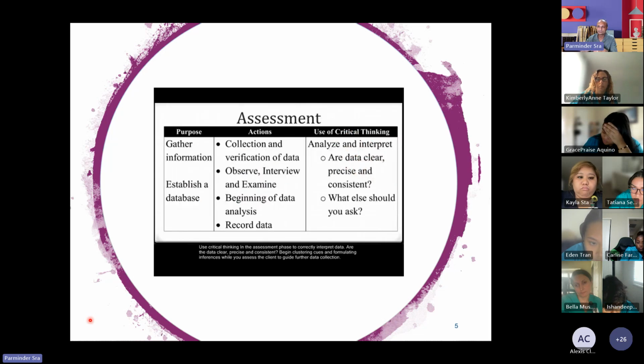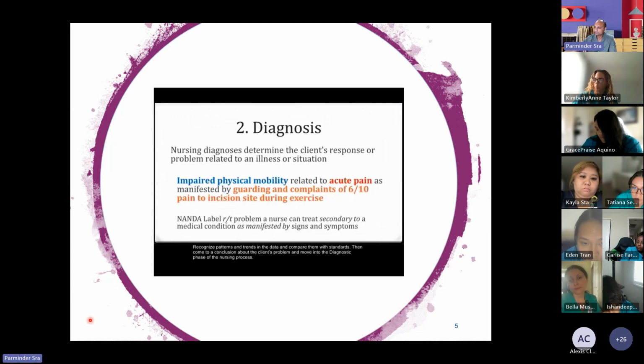Use critical thinking in the assessment phase to correctly interpret data. Are the data clear, precise, and consistent? Begin clustering cues and formulating inferences while you assess the client to guide further data collection. Recognize patterns and trends in the data and compare them with standards. Then come to a conclusion about the client's problem and move into the diagnostic phase of the nursing process.